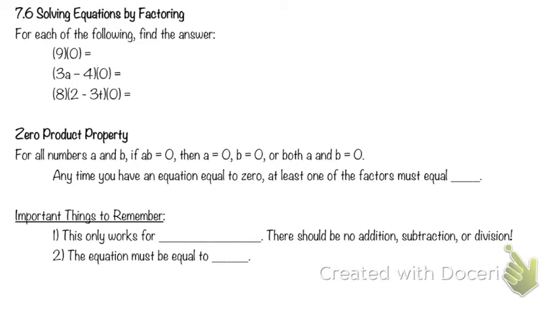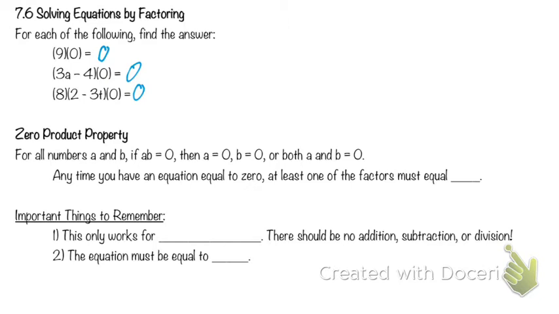All right. For each of the following, find the answer. What is 9 times 0? 0. What is 3a minus 4 when the whole thing's multiplied by 0? 0. What is 8 times 2 minus 3t times 0? 0. Would anything times 0 be 0? Yes. That's always true, right? Doesn't matter what you take times 0, you're going to get 0 every time.